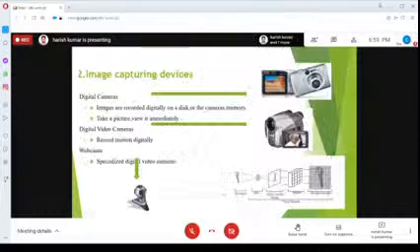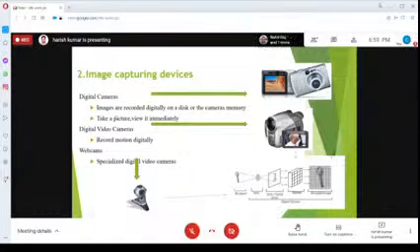So what are the image capturing devices? In our daily life, we see lots of image capturing devices, including our phones, TVs, and so on. The digital camera itself shows the image. Images are recorded digitally on a disk or the camera's memory. Take a picture, view it immediately. The second one is digital video cameras, shown in this diagram, which record motion digitally. And the third one is webcams.